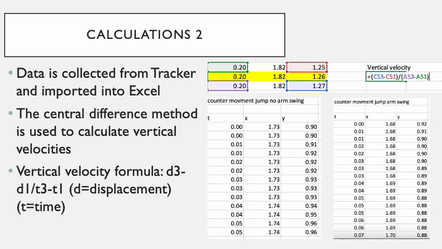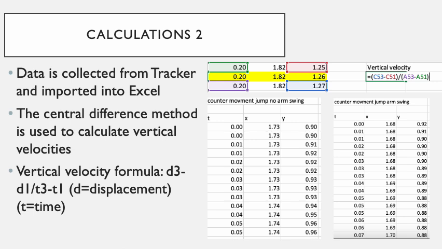The central difference method was used to calculate the vertical velocity at the point of takeoff. The vertical velocity at the point of takeoff was calculated by dividing the displacement of the frame ahead by the frame behind, and dividing the change in displacement by the change in time before and after the frame. This calculation can be seen to the right of the presentation. It's in the Excel format.